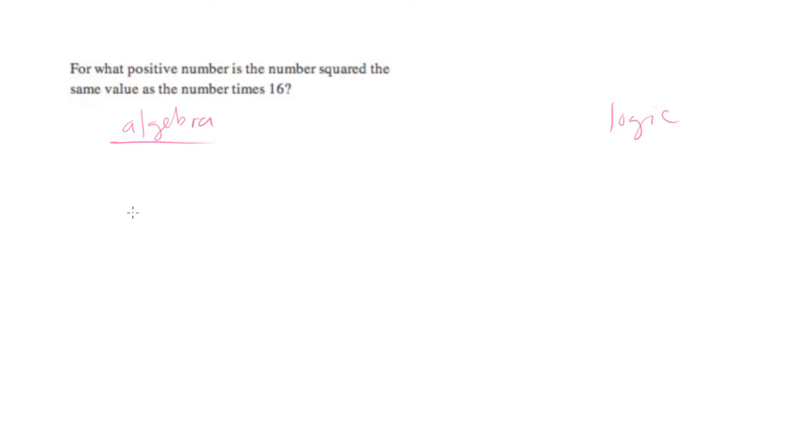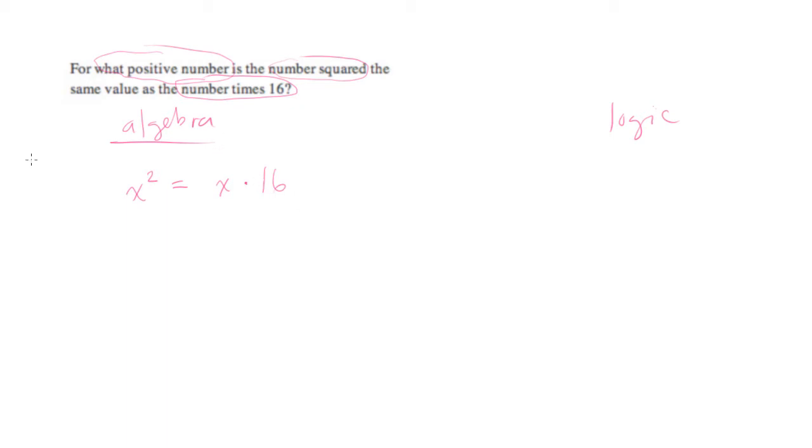If you're trying to solve this problem with algebra, we're trying to find some positive number, and we're given two criteria. The number squared is the same as the number times 16. So we need a way of parameterizing this problem. I'm going to pick the letter x to represent the number. So the number squared is the same as, I'll choose an equal sign to represent that, the number times 16. So here's the number times 16.